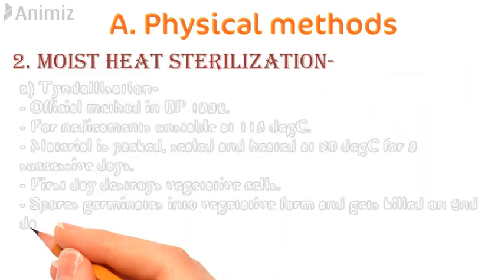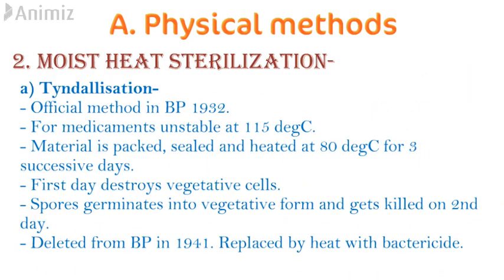We have other moist heat sterilization techniques like tyndallization, which was an official method in British Pharmacopoeia in 1932. It is used for medicaments which are unstable at 115 degrees Celsius. In this, material is packed, sealed, and heated at 80 degrees Celsius for 3 successive days.